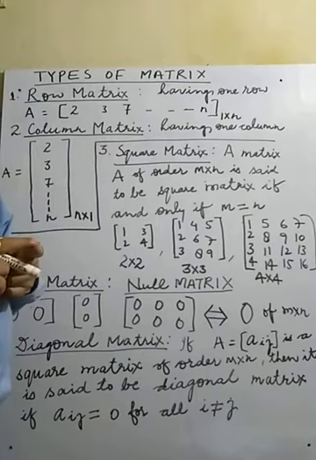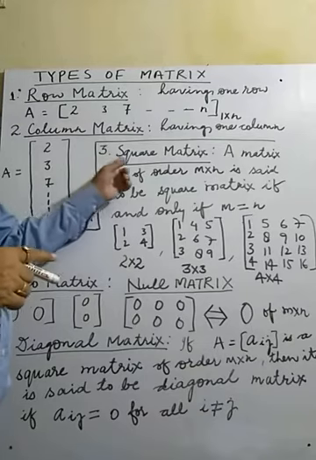So what is a square matrix here? The square matrix is nothing but the arrangement of different elements in such a way that the number of rows is equal to the number of columns. So such a type of matrix is called what? Square matrix.